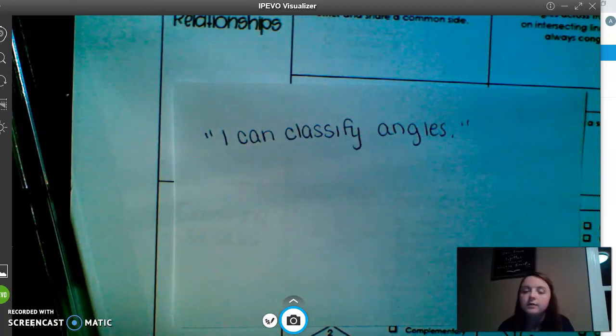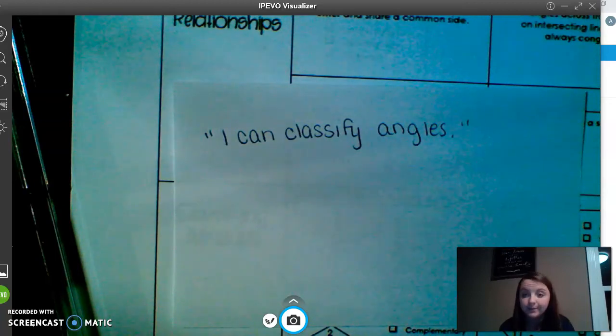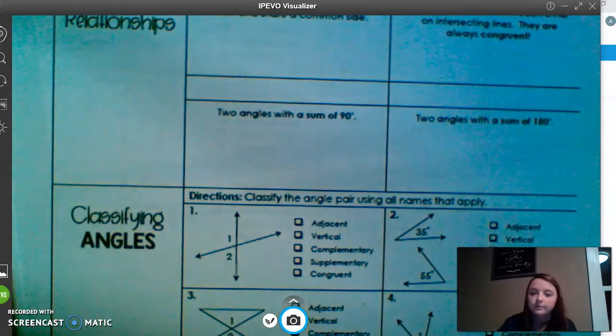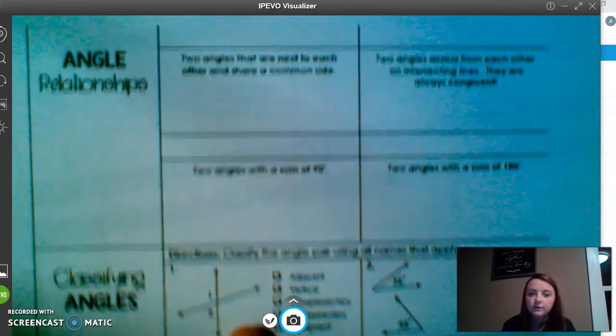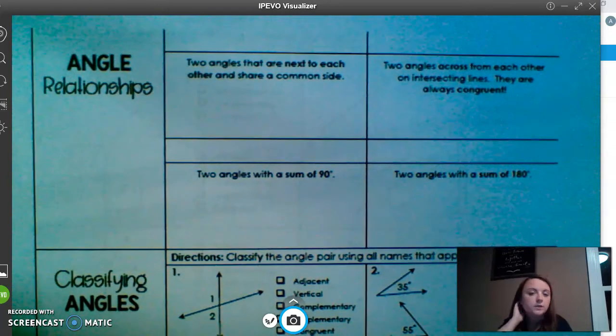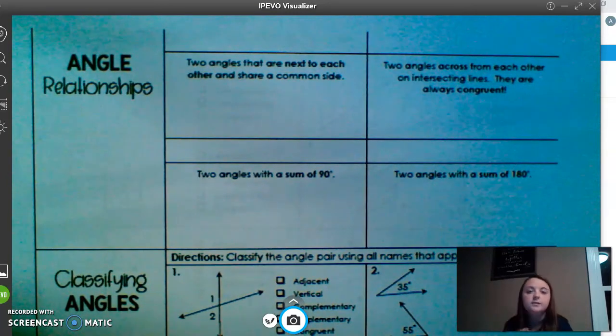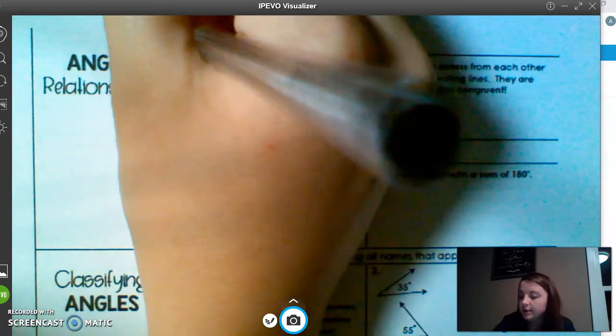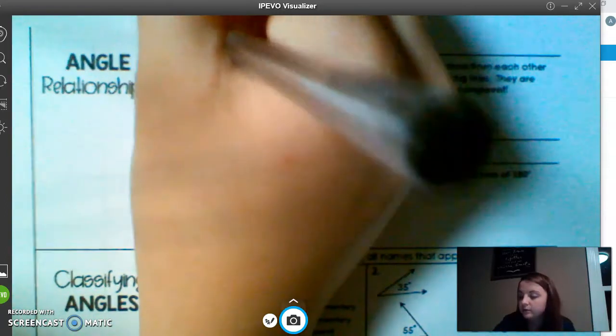So that's the big thing you need to look at today: review the types of angles and look at how some angles are more than one type. Okay? So first thing we're going to do, we need to review the four main types of angles. Two angles that are next to each other and share a common side, those are adjacent angles.